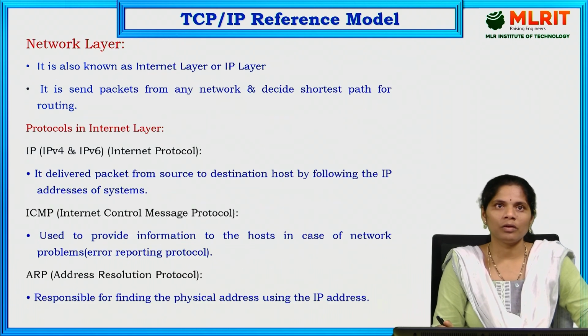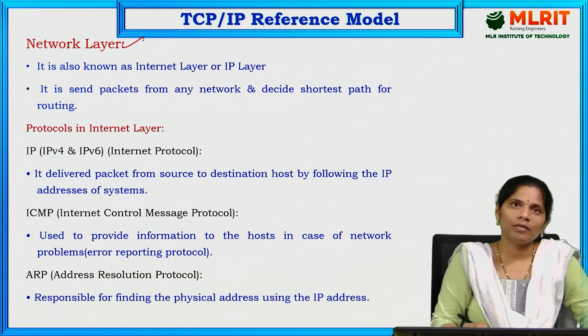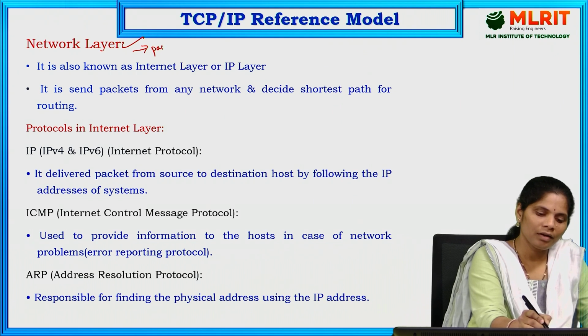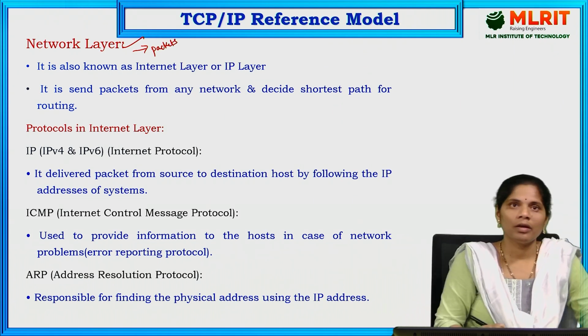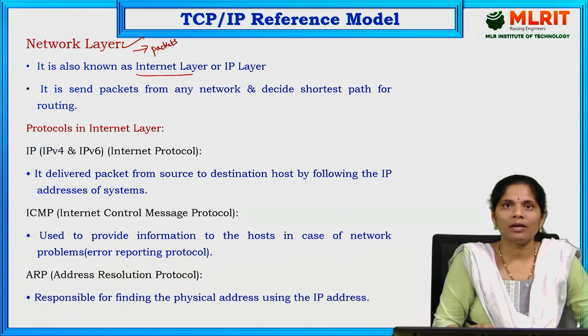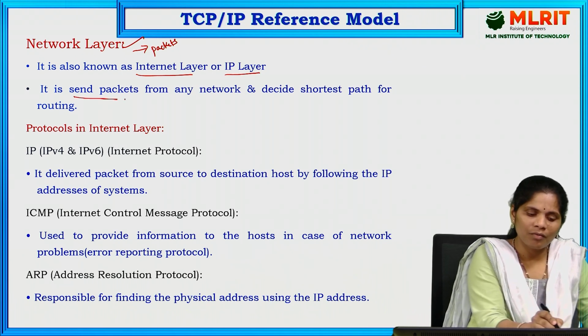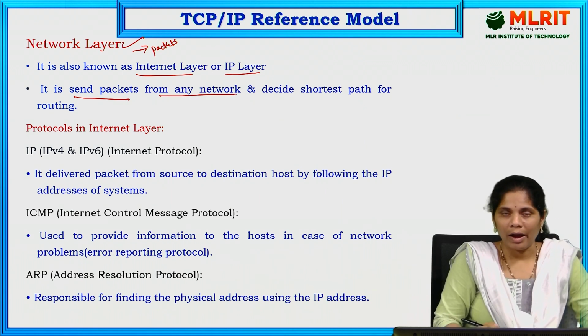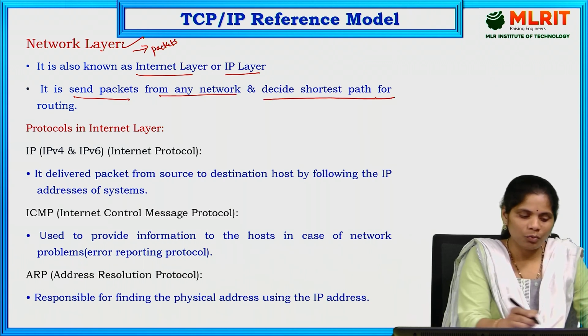And coming to the next layer, the network layer. What is the network layer? Whatever data is going to be transferred in the form of packets in the network layer, that we already know. It is also called the internet layer and the IP layer. Whatever data is there, in the form of packets, from any network it is going to send the packets. And also it decides the shortest path for the routing.